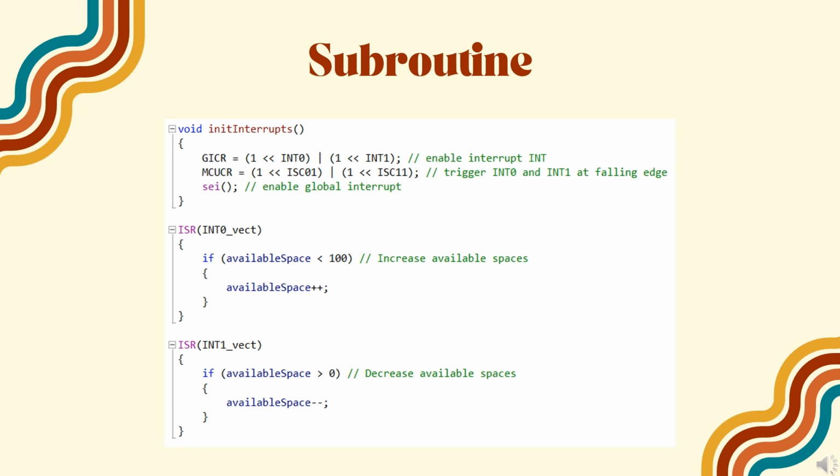And moving on to the ISR, which stands for interrupt service routine. We have two here, starting with INT0. When an interrupt occurs on INT0, triggered by a falling edge, as I said earlier, this routine will be executed. It increments the available space variable by 1 if the current value is less than 100. On the other hand, INT1 is similar to INT0, the difference being that it will decrement the available space variable by 1.